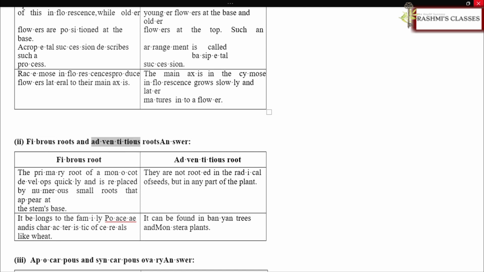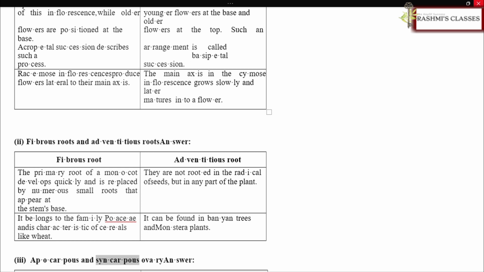Fibrous roots and adventitious roots. Answer: fibrous root. Adventitious root. The primary root of a monocot develops quickly and is replaced by numerous small roots that appear at the stem's base. They are not rooted in the radicle of seeds, but in any part of the plant. It belongs to the family Poaceae and is characteristic of cereals like wheat. It can be found in banyan trees and monstera plants.